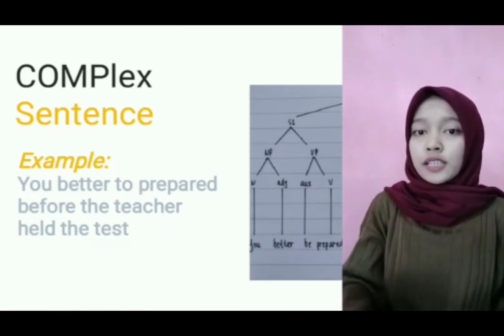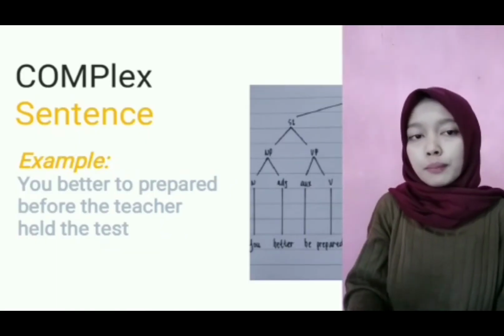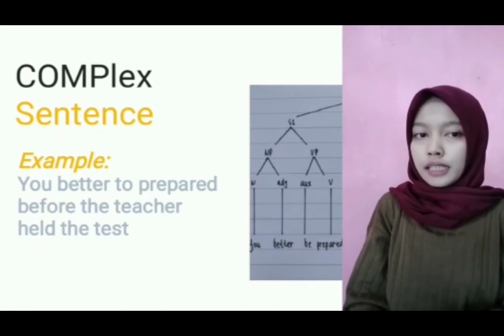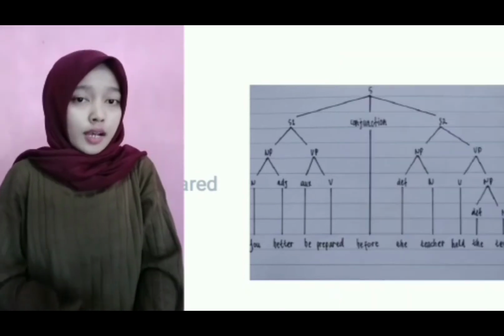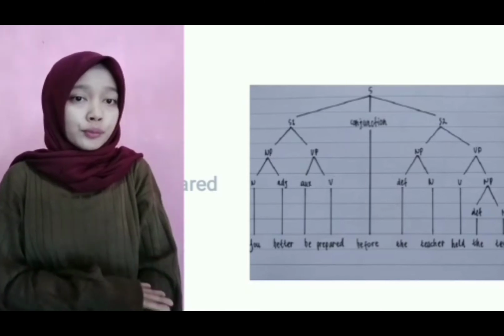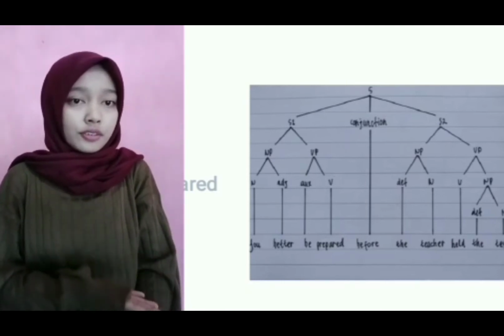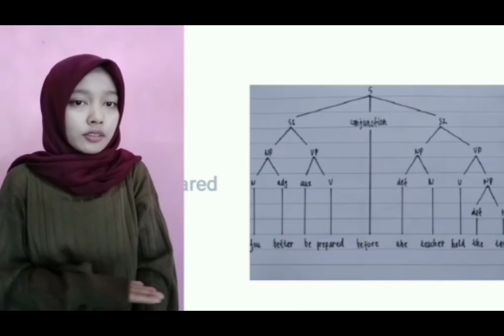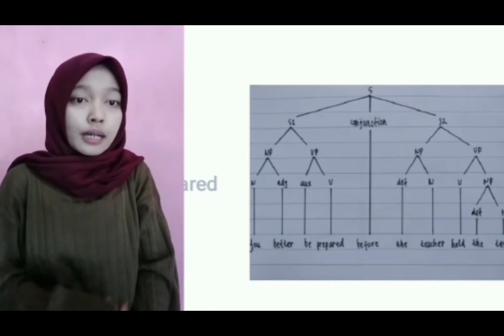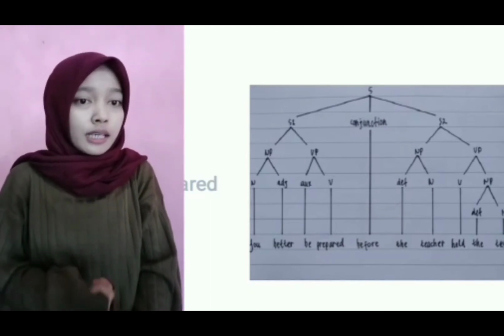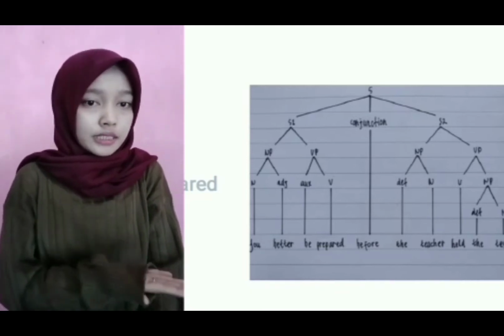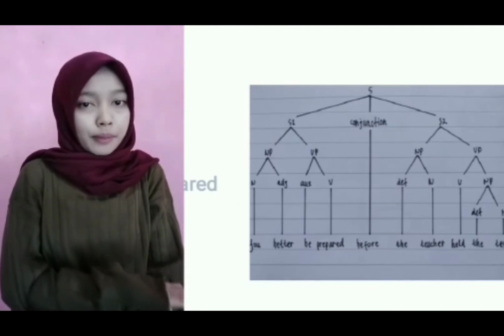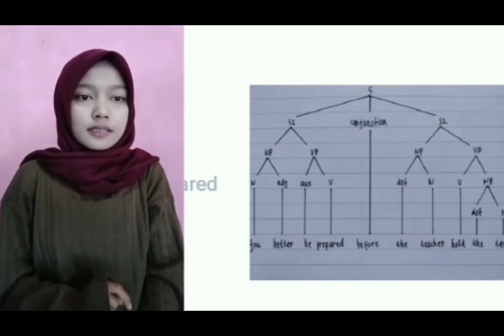And here I want to give the example from a complex sentence, and the example is: you better be prepared before the teacher held the test. I would like to explain. You is noun, better is adjective, you better is noun phrase, be is auxiliary, prepared is verb, be prepared is verb phrase. You better be prepared is the first sentence.